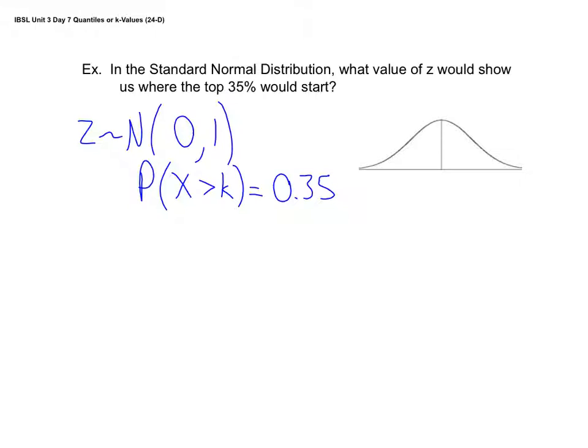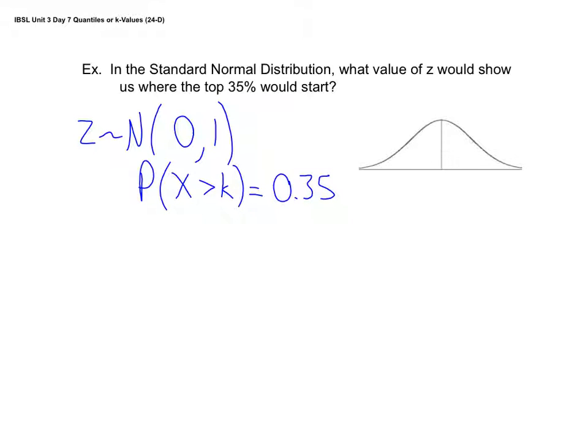All right. Let's try this one here. In the standard normal distribution, what value of z would show us where the top 35% would start? So the top 35%, that means at this point, notice here it says the probability x is greater than k is 35%.